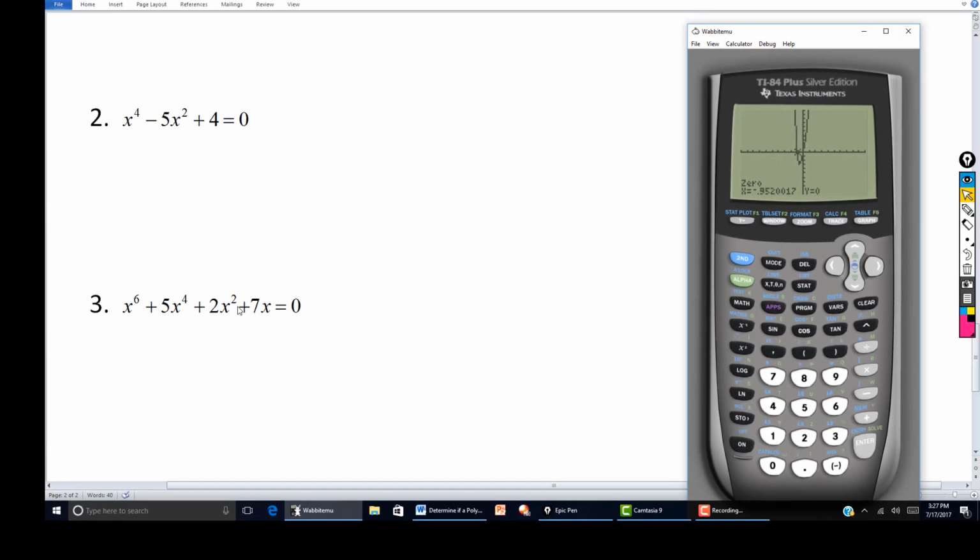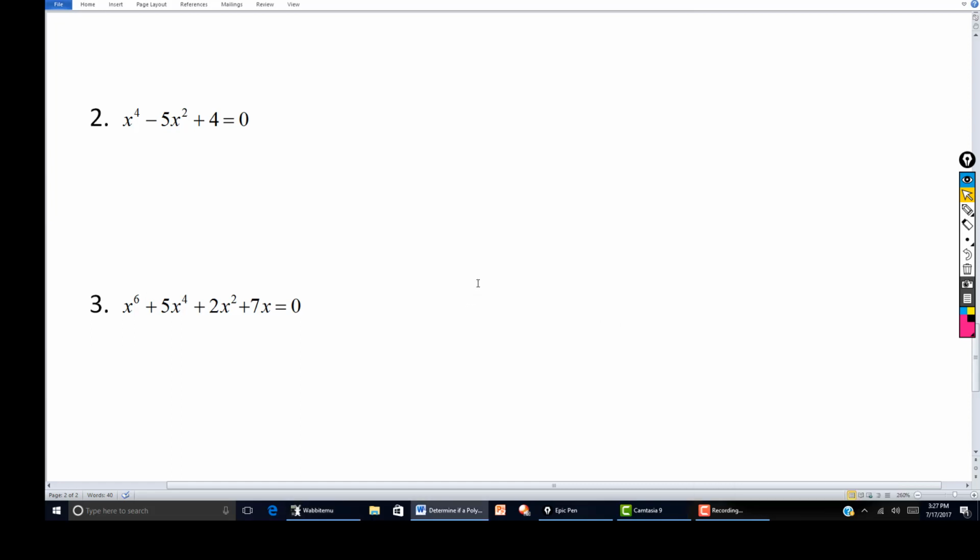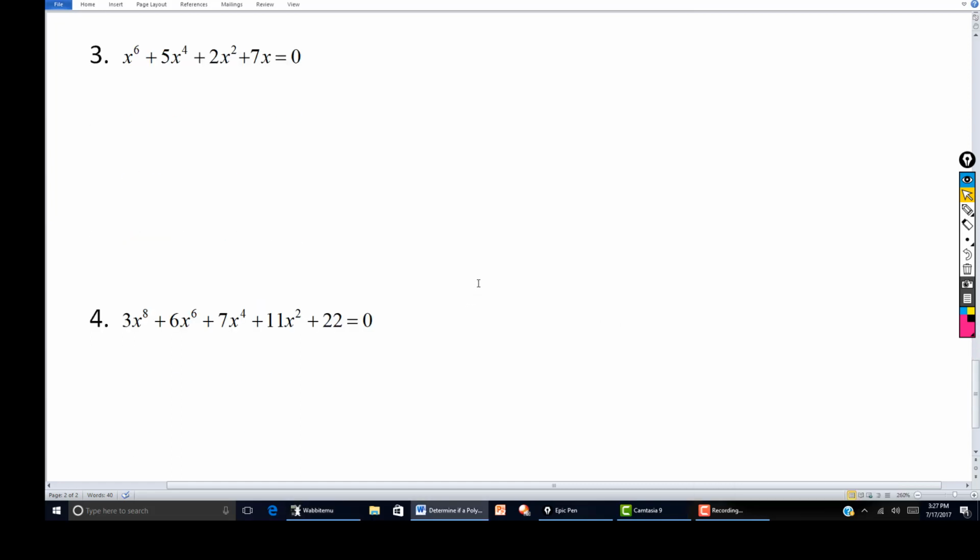Okay. Now the last one, we have 3x to the 8th plus 6x to the 6th plus 7x to the 4th plus 11x squared plus 22. Okay, so one of the things you have to keep in mind is that in this particular case we're looking at this part, the right side is 0, so this would be your polynomial function if you're looking at a polynomial function.